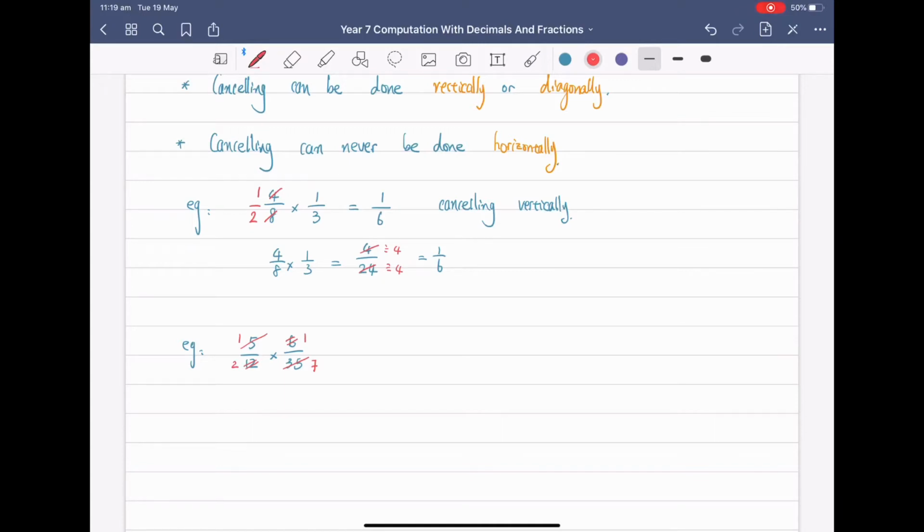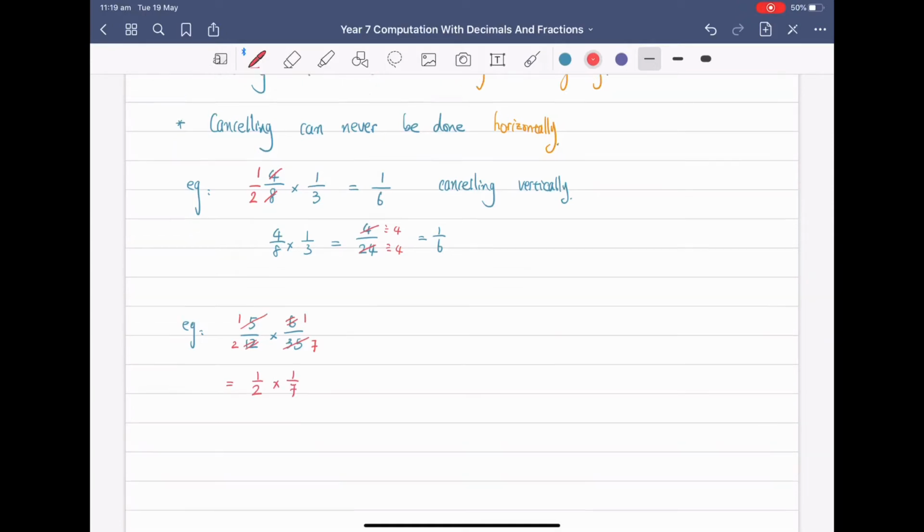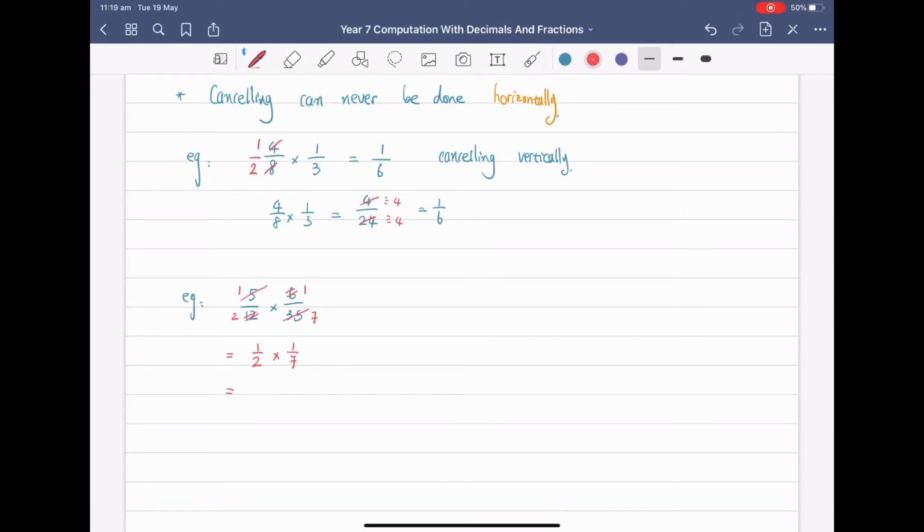So at the end, what you have left is 1 over 2 for the first fraction, and 1 over 7 for the second fraction. And then you can multiply the two fractions together, which is 1 over 14. So it's much, much easier to do it this way, okay? Other than multiplying 12 and 35 together, and then trying to simplify your final answer. So we call this cancelling diagonally.